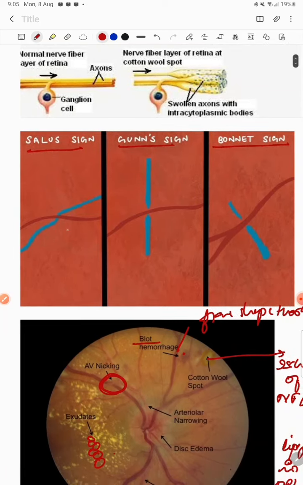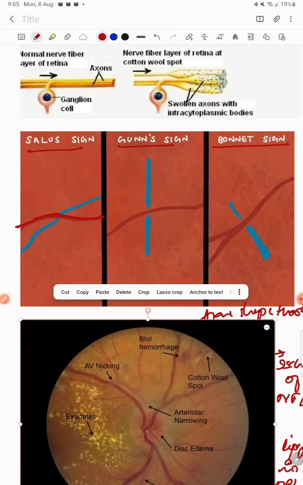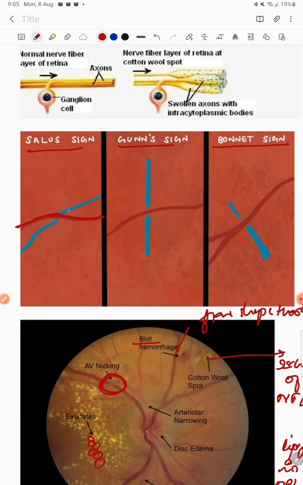So what is Salus sign? In Salus sign, you can just see what your artery is doing. It is going to constrict the vein like this. Yes, this is your vein and this is your artery. So this artery will go and compress the vein. Okay, this is called Salus sign.